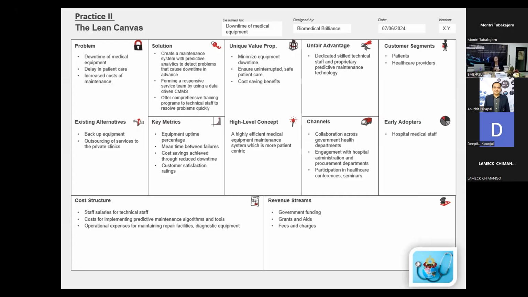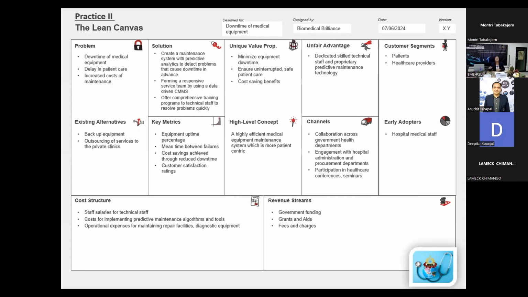So today, our program is just the presentation of the lean canvas by each group. If each group is ready, you can start one by one. Which group is ready?